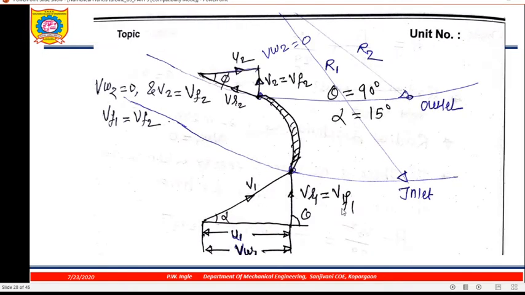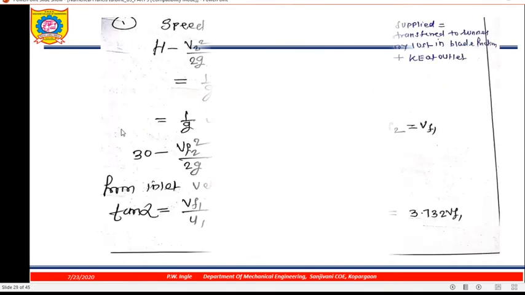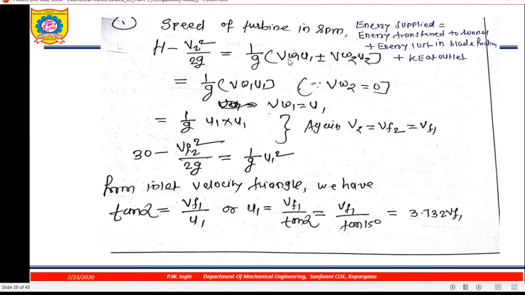First of all, draw the inlet velocity triangle and outlet velocity triangle. At outlet, VW2 is 0. At inlet, theta is 90, so VR1 equal to Vf1 and U1 equal to VW1. This is the inlet velocity triangle, this is the outlet velocity triangle. This is inlet tip, this is outlet tip, this is entry, this is exit. So at entry the diameter is D1 and at exit D2. Vf1 equal to Vf2.